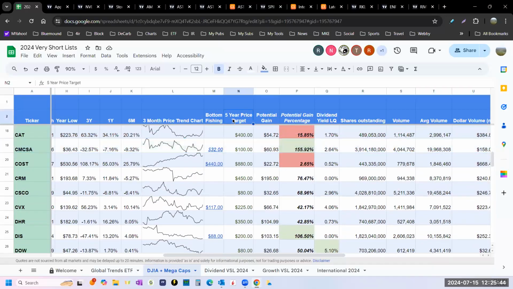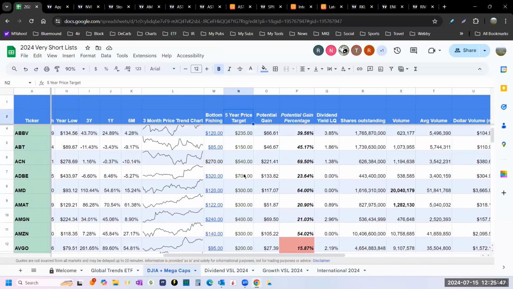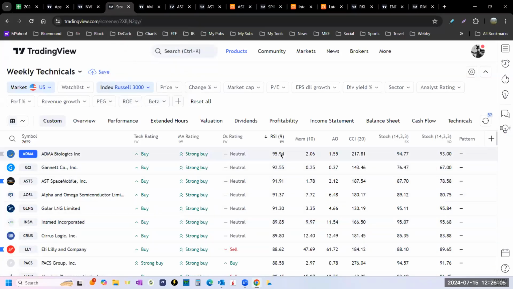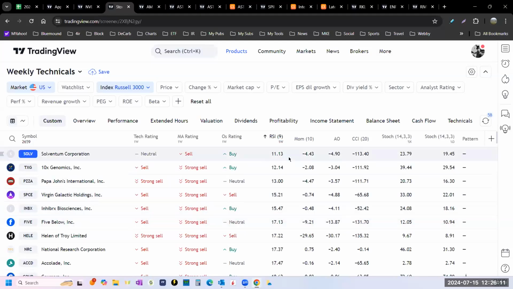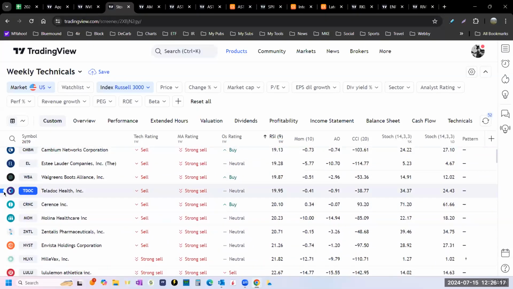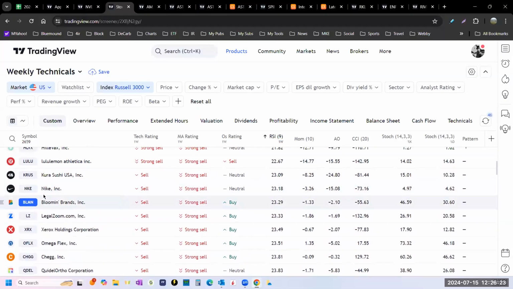These 5-year targets are not perfect, but they're legitimately in the range of outcomes, and I think I do a pretty good job of adjusting these. So when we go through this, we find a lot of oversold stocks in the Russell 3000. A lot of them deserve it. You just try to find stocks. So take a look at a company like Nike.